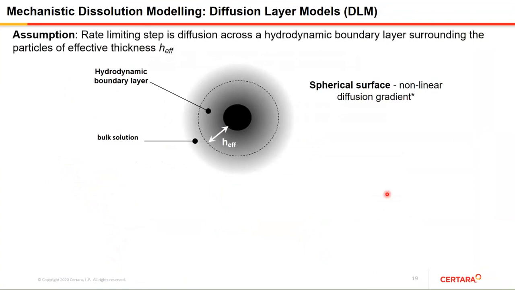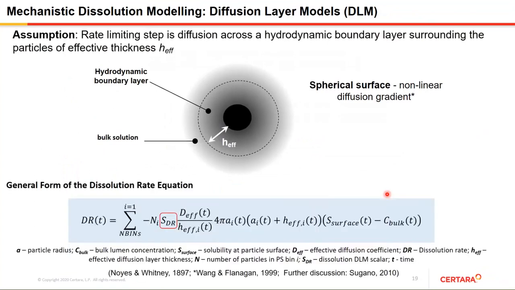This is the mechanistic dissolution model, which is the diffusion layer model implemented in SIVA and Simcyp. It is based on the equation which was given by Wang and Flanagan in 1999, and this is the equation which is being used currently in the model. The model assumes that the drug is dissolving from the entire surface area of that particle, and there is a non-linear diffusion gradient in the hydrodynamic boundary layer. The main assumption of the model is that the rate limiting step is diffusion across the hydrodynamic boundary layer, which has an effective thickness of h_eff.